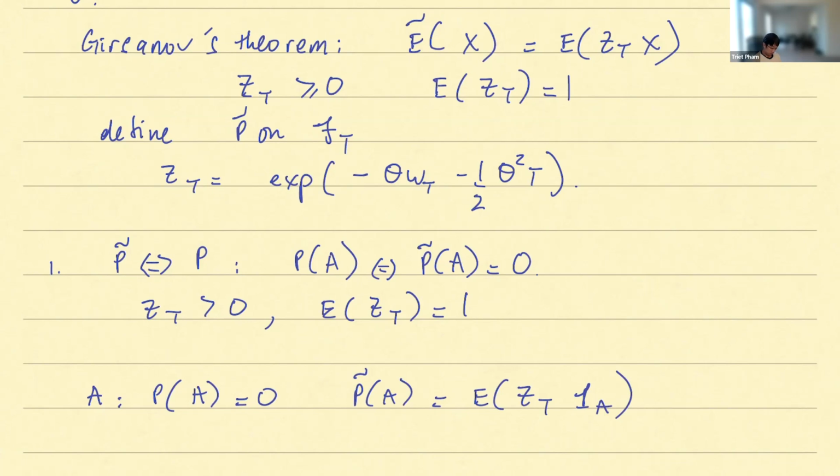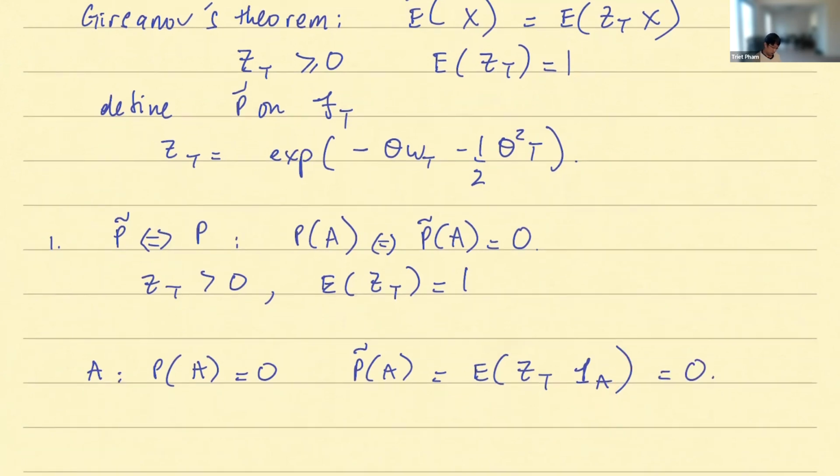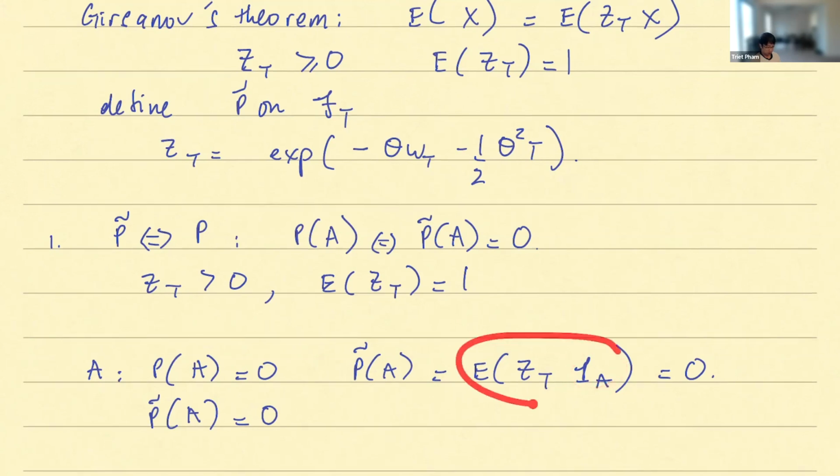Now, if P of A is 0, then the indicator function of A will be 0 almost everywhere under P. Therefore, this expectation, no matter what ZT is, will be 0. So that's fine. Conversely, suppose P tilde of A is equal to 0. What can we do? And actually, that's the rub. Here, notice that when we go forward, we don't use ZT positive at all. As long as A is an event that has probability 0, then this whole expectation will be 0.